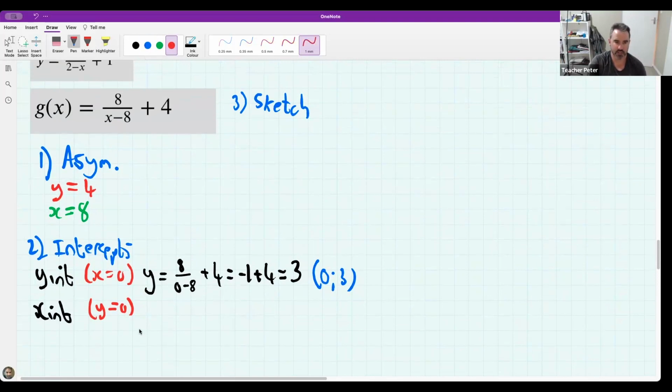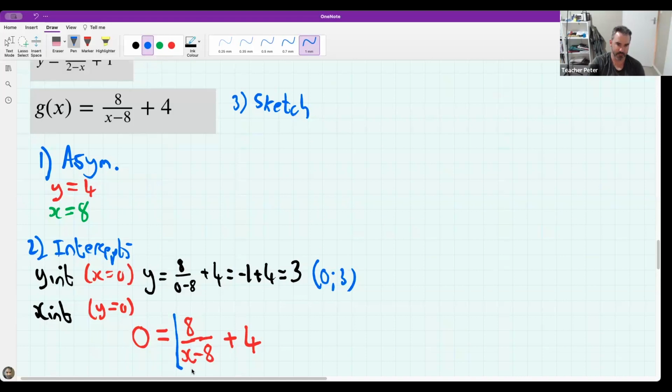So I need to make y 0, and this has to be 8 over x minus 8, plus 4. Now, I don't know if everybody will be able to see this straight away. It's probably, for a lot of you, good to do it the long way. But the inspection way would be this.